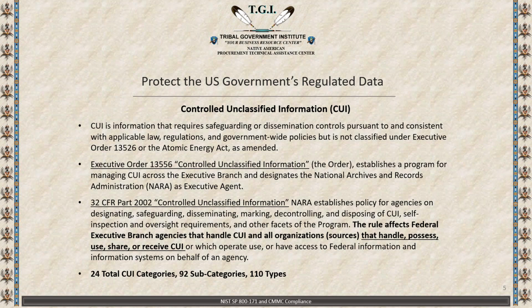CUI is information that requires safeguarding or dissemination controls pursuant and consistent with applicable law, regulations, and government-wide policies, but is not classified under Executive Order 13526 or the Atomic Energy Act as amended. Through an executive order, the President consolidated all kinds of information into a single category that is unclassified but requires safeguarding or dissemination controls. The US government says we must protect this category called CUI, or Controlled Unclassified Information.